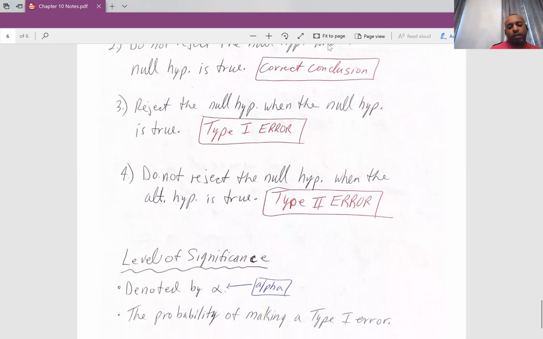Then we have our level of significance. It's denoted by alpha, the Greek letter alpha, and it's the probability of making a type 1 error.